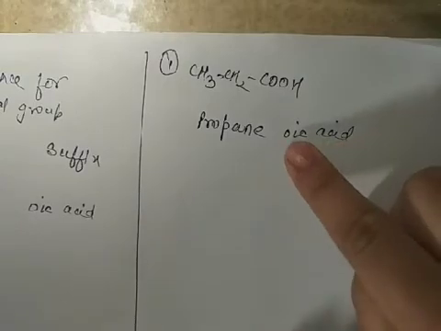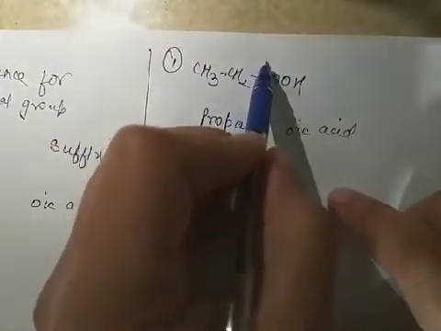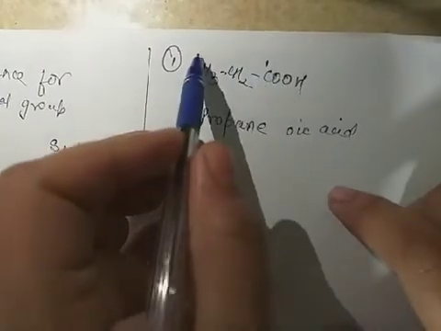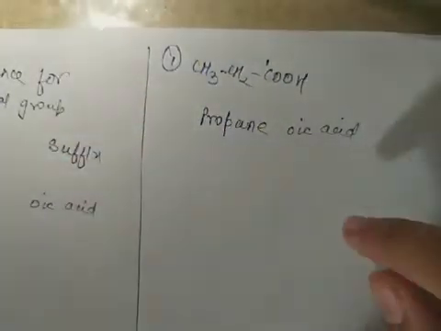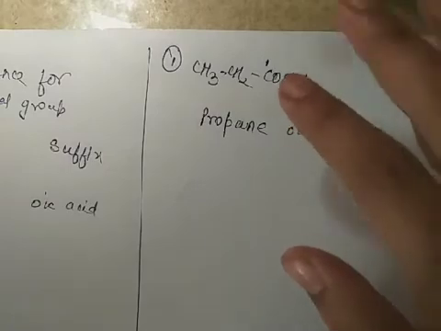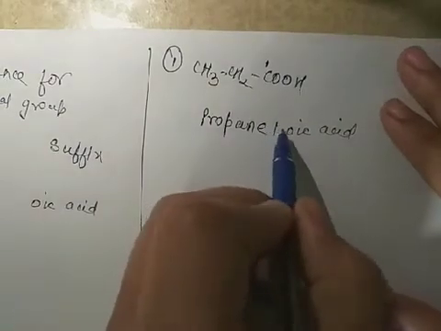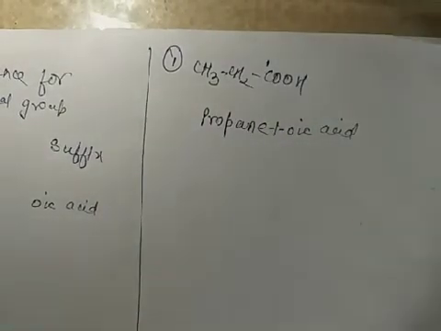Now I have to write the number at which the carboxylic acid is present. This is number 1. I'll start numbering from here, not from here. Why? Because yesterday we discussed that functional groups, double bonds, triple bonds should be given preference over branches. So I will write propane 1 oic acid.